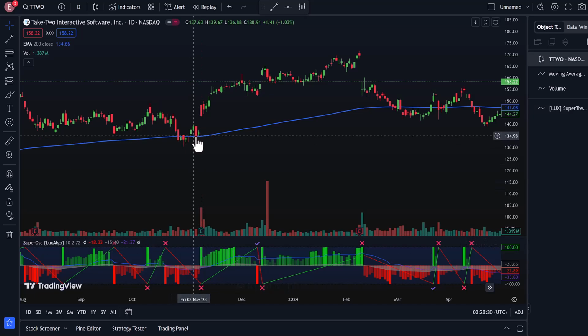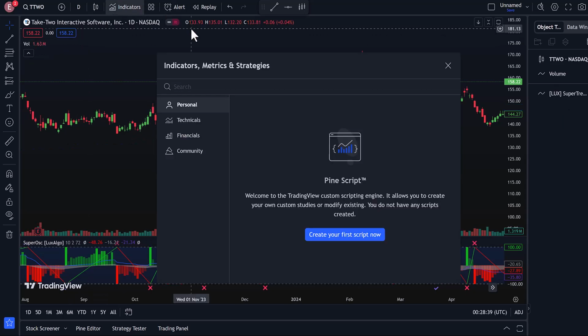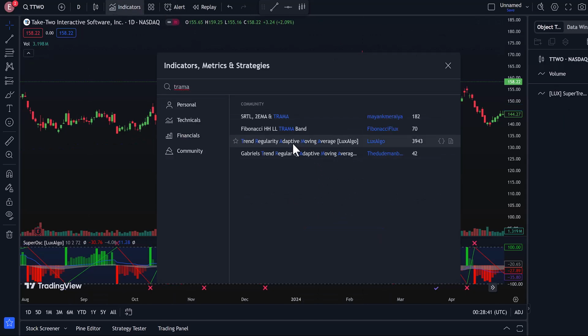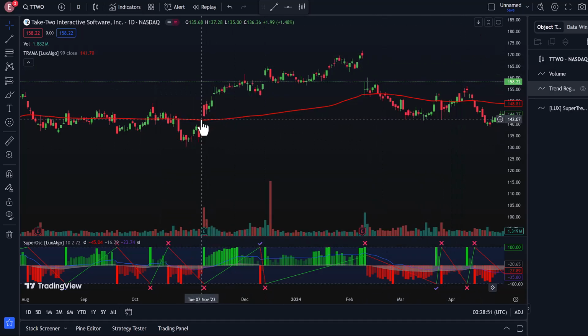Second, is the stock above the 200-day moving average? In this case, Take-Two is. So from here I'm going to delete the 200-day moving average, because we know it's above, and type in TRAMA. It's this one, also from Lux Algo: Trend Regularity Adaptive Moving Average. That was hard to say. Then we see whether the stock is above it. In this case, it wasn't, but actually the stock was above. Sorry, I was looking at the wrong day. The stock is above the TRAMA. That's your third indication to buy.